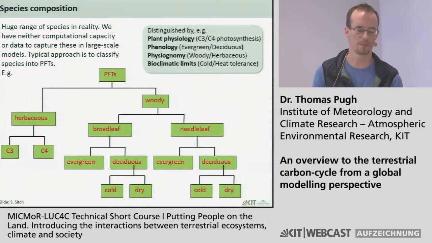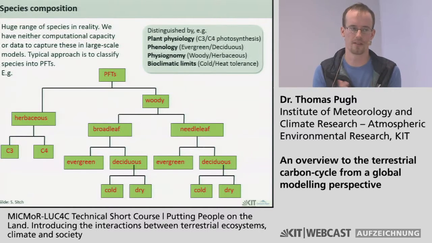I touched a little bit earlier on plant functional types. There's a huge range of species out there in reality, and we don't have the computational capacity or indeed the data to parameterize our models in order to represent all these species. If we're looking at just regional scales, for instance Europe, we can get most of the major species, but globally we can't even come close. There's thousands of species out there just in terms of trees.